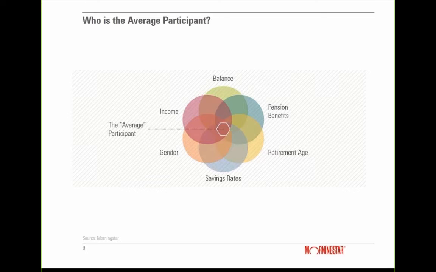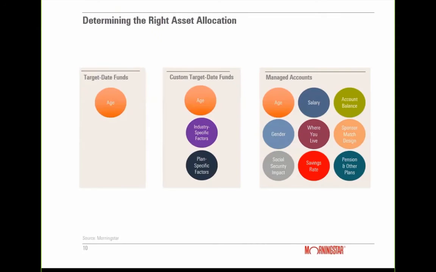Well, if you look at a target date fund, again, these are built for an average participant, and they're based on one data point, age or really retirement age. Custom target date funds offer significantly more customization because now you can incorporate both industry and plan-specific attributes into the investment equation. Moving to the managed account solution, you can see that much more data is considered. And so really with a managed account, you're moving from building a glide path or a fund for an average investor to building the fund and the investment recommendation for a specific investor.